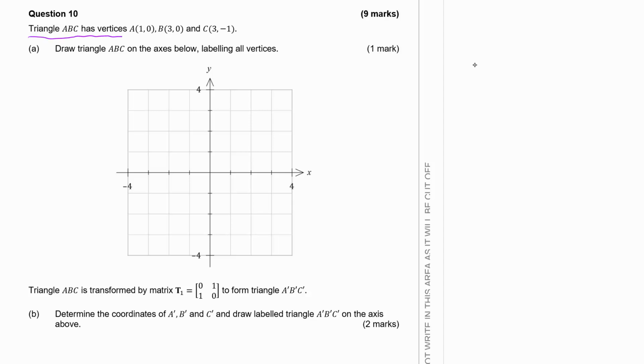Triangle ABC has vertices A (1, 0), B (3, 0), and C (3, -1). Draw triangle ABC on the axes below, labelling all the vertices. So we have (1, 0), (3, 0), and (3, -1). So this is our triangle, and that's A, B, and C.